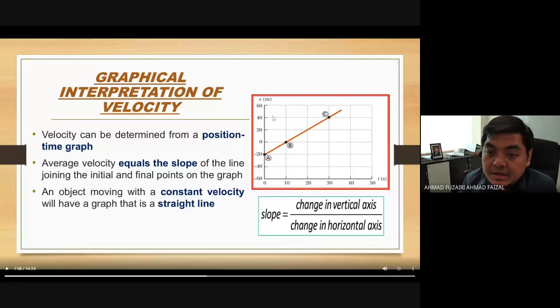Because here you can see there is a change in time. Let's say in this question, the difference in x between point A and point C is 60, because 40 minus negative 20 is 60. And of course, the change in time will be 30 minus 0. So that will give you some value, and that value is equivalent to the average velocity.